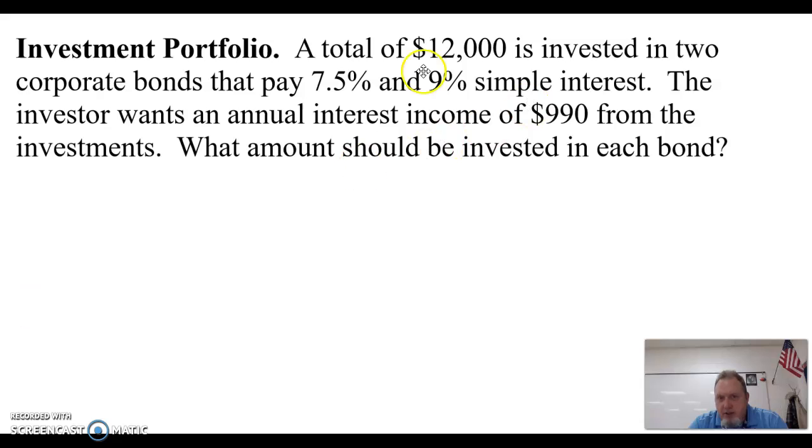When you get to these investment portfolio ones, here I have two funds, 7.5%, 9%. So X plus Y will be 12,000. And then you have your 7.5% times X plus 9% of Y is going to equal your interest. That will be your second equation. So I'm going to pause this real quick and type it. It'll be a split-second pause in your video. It'll be a few minutes in real time.